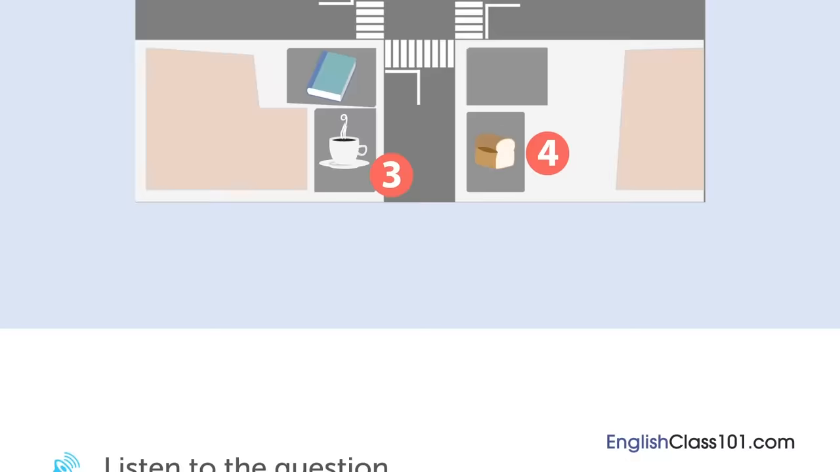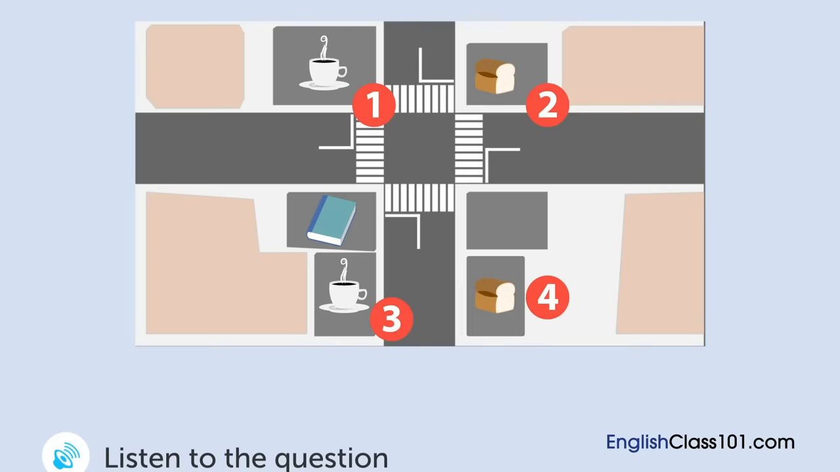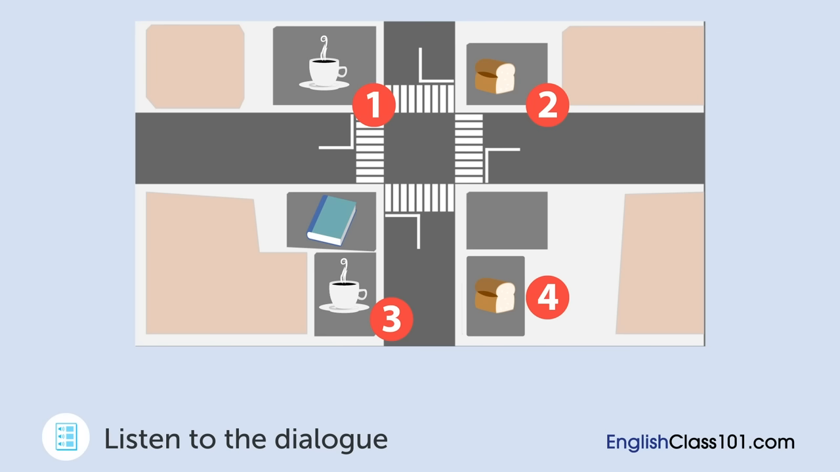A woman is waiting for a man. Where is the woman now? Hey, really sorry, but it looks like I'll be 30 minutes late. Okay, I'll wait for you at the cafe. Cafe? Where is it? It's next to the bookstore. There's a bakery across from the cafe. Okay. Where is the woman now?